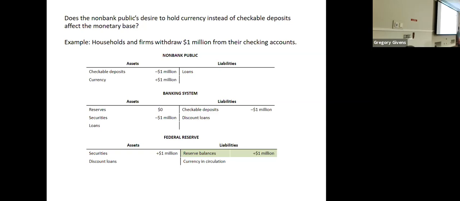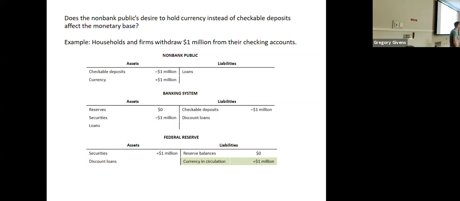Okay? How does that affect the Fed's balance sheet? Well, the banking system now has $1 million less in reserve balances at the Fed. So this liability for the Federal Reserve goes down by $1 million. But what happens? There's now $1 million extra worth of currency in circulation, which represents a liability for the Federal Reserve. So what's happened here? Our decision to withdraw a bunch of money from our checking accounts gets filtered through the banking system and on to the Federal Reserve's balance sheet.